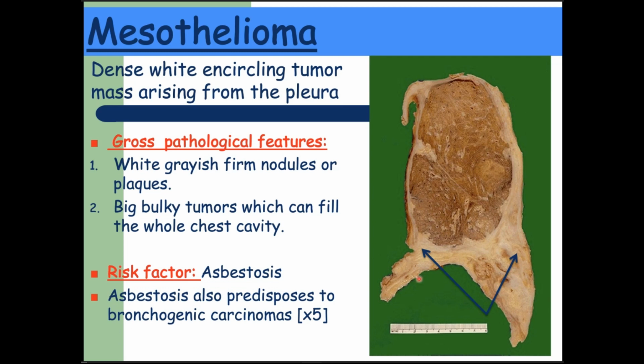The malignant tumor is a dense white circling tumor mass arising from the pleura, and it may appear as nodules and plaques. It's a very bulky tumor. The person usually dies. The same asbestos can also cause bronchogenic carcinoma, the carcinoma of the bronchi, the squamous cell carcinoma. So it is a dangerous substance which can cause mainly mesothelioma, but can also cause bronchogenic carcinoma.